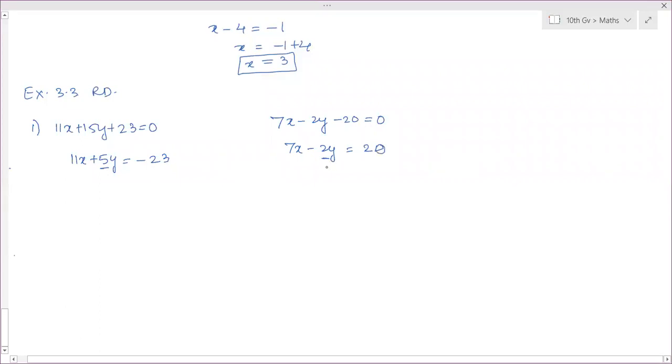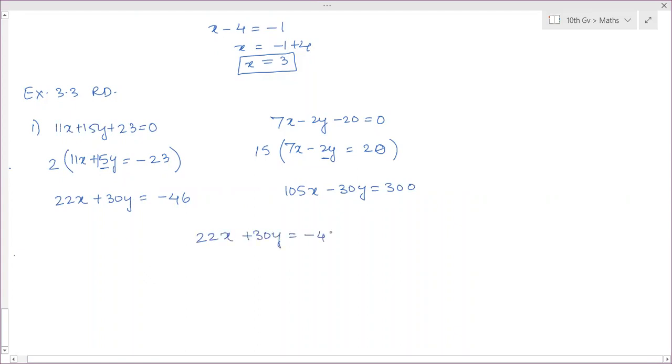It is 11x plus 15y, ma'am. Yeah. Okay, fine. So 15 and 2 is there. We will take the LCM. LCM of 15 and 2 is 30. To make it 30 on this side, with what do we multiply? 2. On this side, to make 15 into 30, we multiply with 2, and for the other we multiply with 15. So this equation will become 22x plus 30y is equal to minus 46, and this will become 105x minus 30y is equal to 300. Now write one below the other: 22x plus 30y is equal to minus 46.